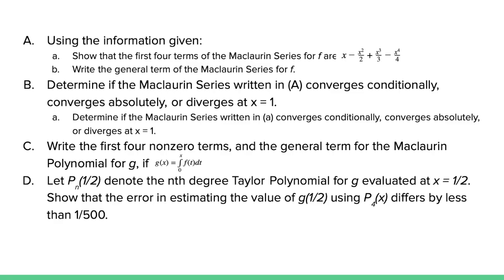In part C, we have to write the first four non-zero terms and the general term of the Maclaurin series for g of x, where g of x equals the integral from 0 to x of f of t dt. Finally, in part D, let p of n of half represent the nth degree Taylor polynomial for g about x equals 0 evaluated at x equals 1/2, where g is the function defined in part C. We have to use the alternating series error bound to show that the fourth degree Taylor polynomial evaluated at half gives an error less than 1 over 500.